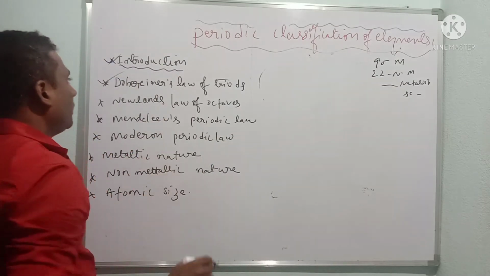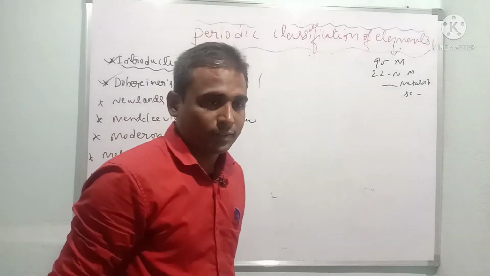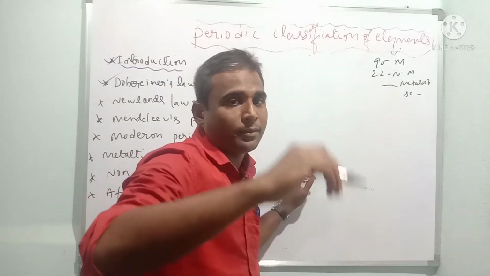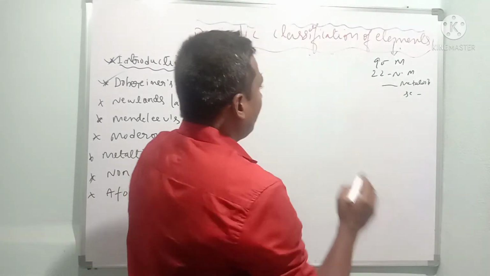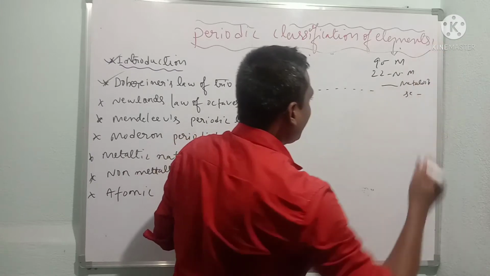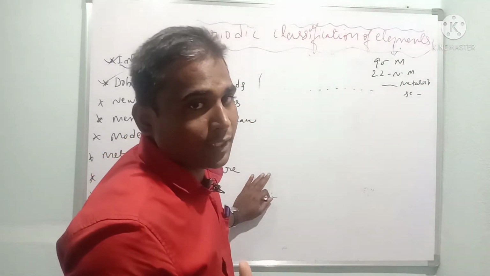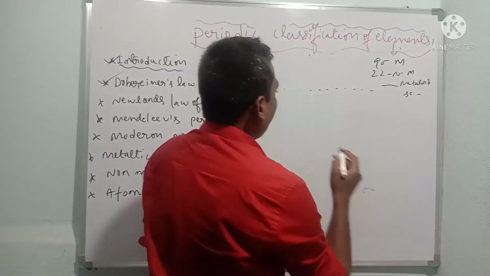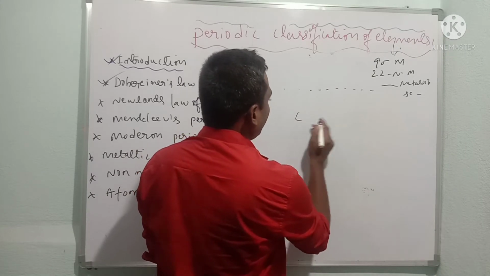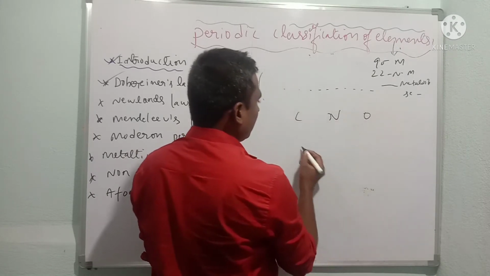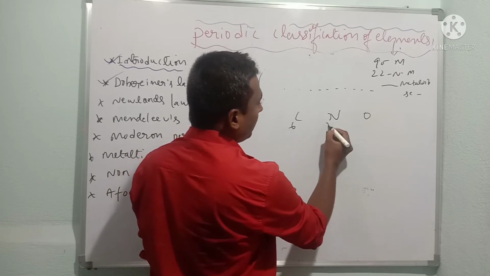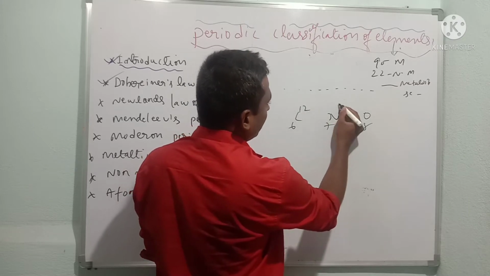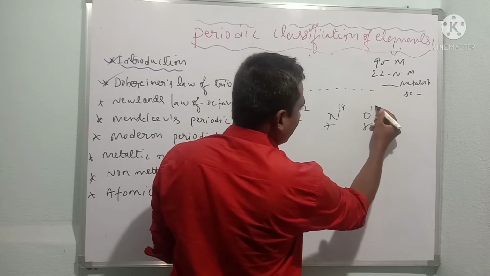Let us come to the point: Dobereiner's law of triads. As I told you, the total number of protons and neutrons present in the atom is called the mass number. Now, I am going to take a general example, children, to make you understand very easily. If I take carbon, nitrogen, oxygen, with atomic numbers 6, 7, 8, the atomic masses are 12, 14 and 16.